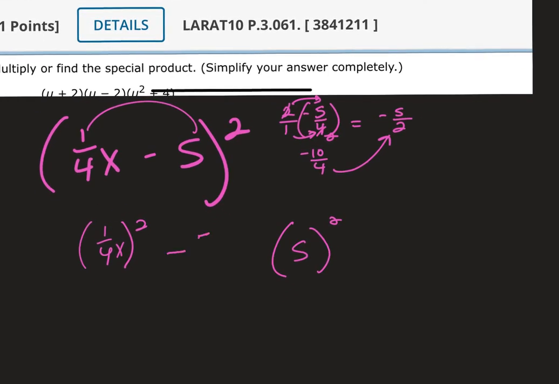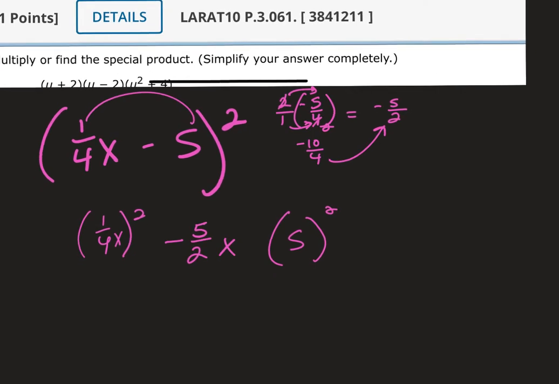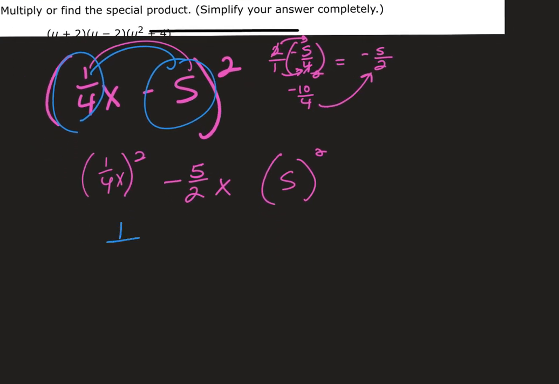It's negative 5/2 x. You double the product. So you multiply these two together, and then you double it. Yep. So then this would be 1/16 x squared minus 5/2 x plus 25.